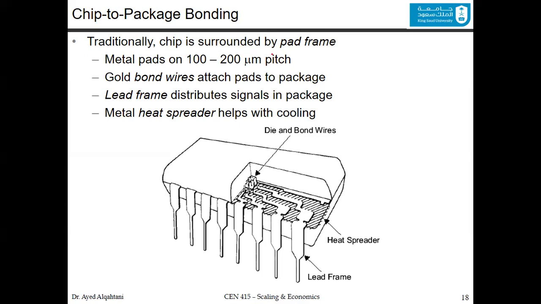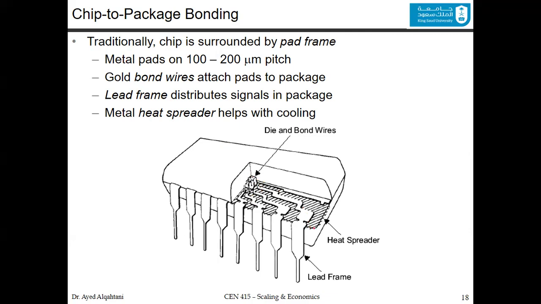Traditionally, the chip is surrounded by a pad frame, with metal pads on a 100 to 200 micrometer pitch, and you have a gold bond. So now here you have the die and the bond wires. Those bond wires are sometimes fabricated using gold. So you have gold bond wires attached to the pads, where you have here a lead frame, and then connected using these gold bond wires to the rest of the circuit. Basically to a metal pad there that is connected later into the circuit.